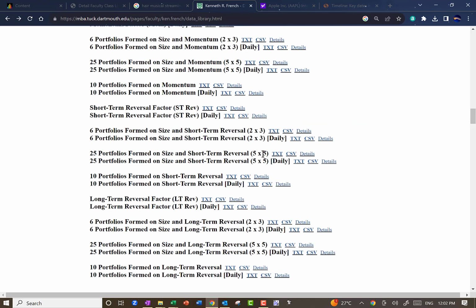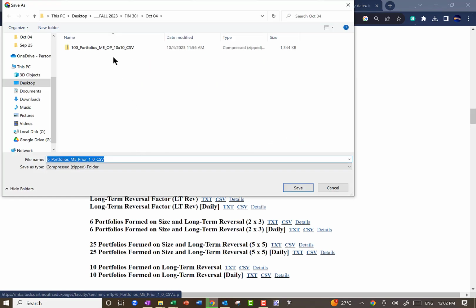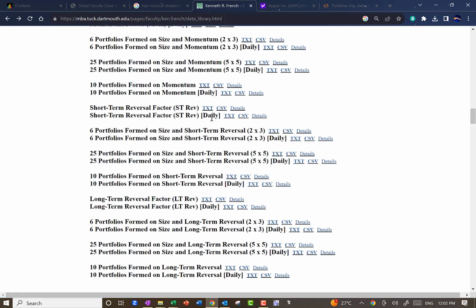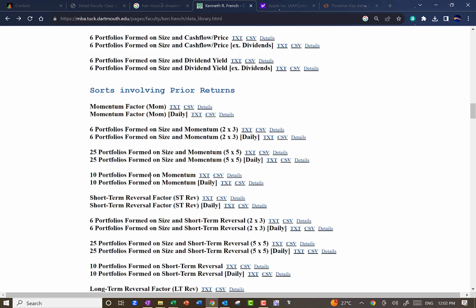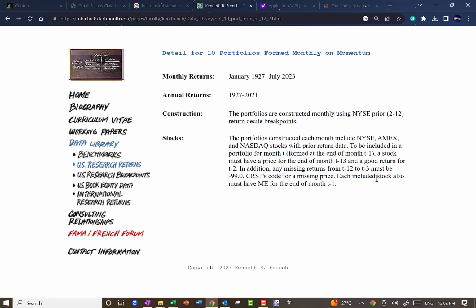So let's get this. Oops, I'm looking at the wrong thing. Let's look at this one, momentum. I didn't know that this was available. I'll leave it to you to look at the short-term reversal. This is a little bit different. This is about following the prior winners.